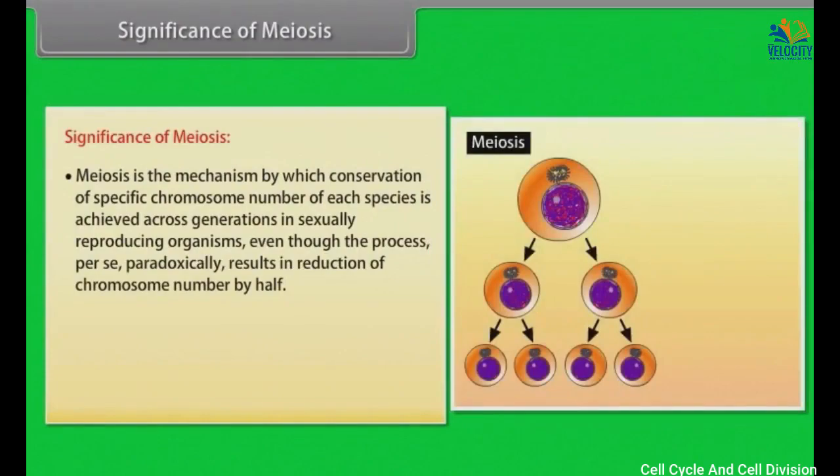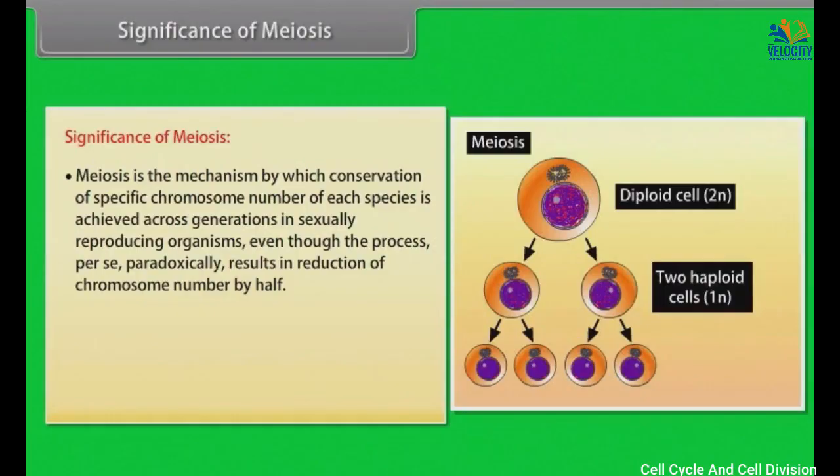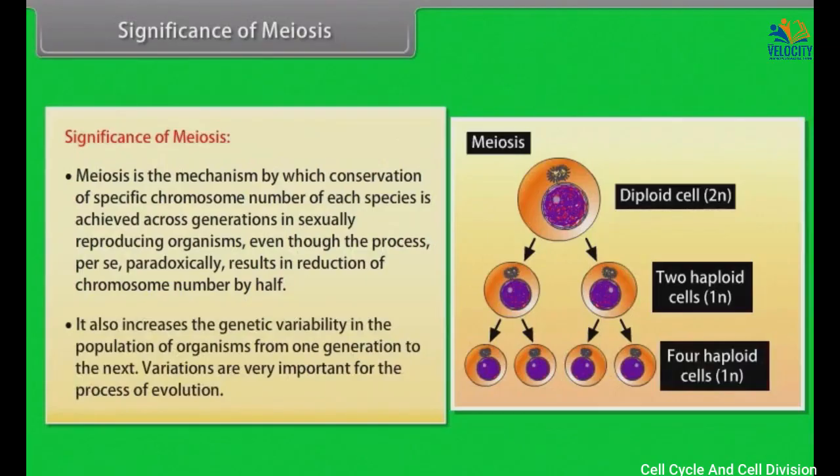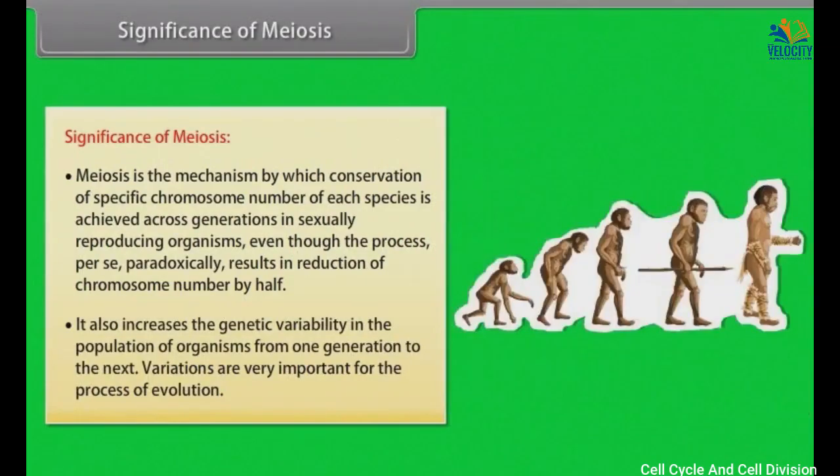Meiosis is the mechanism by which conservation of specific chromosome number of each species is achieved across generations in sexually reproducing organisms, even though the process per se paradoxically results in reduction of chromosome number by half. It also increases the genetic variability in the population of organisms from one generation to the next. Variations are very important for the process of evolution.